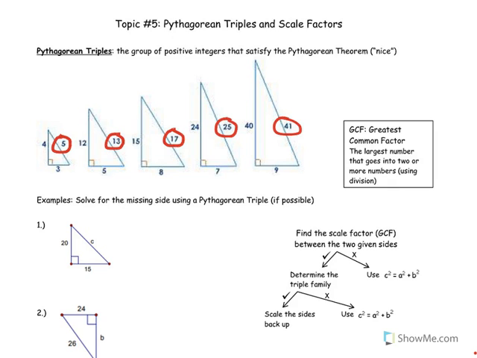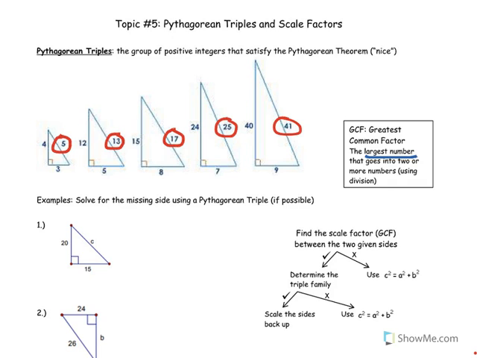And so how can we use these to help us solve for missing sides of triangles? Well, we can use the idea of a greatest common factor and similarity that we already learned about. Remember, a greatest common factor is the largest number that goes into two or more numbers using division. So this number can divide into both numbers, and it's the biggest one.